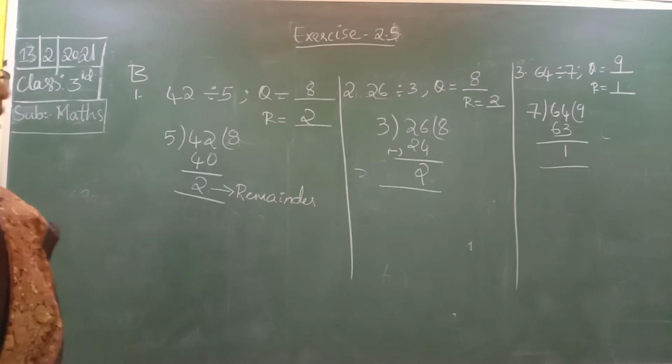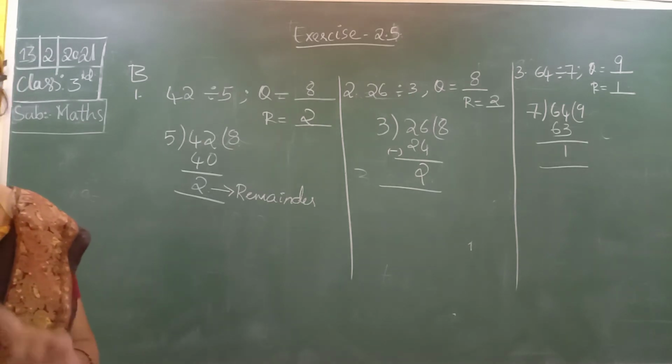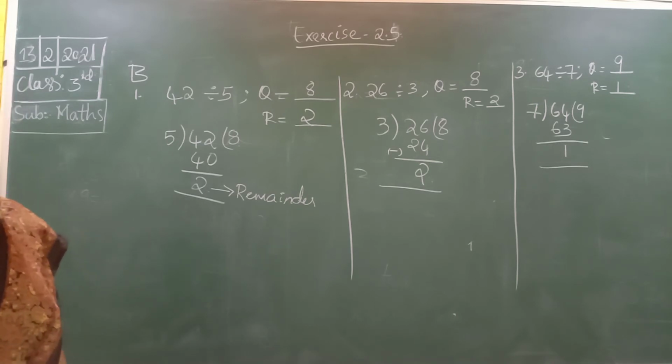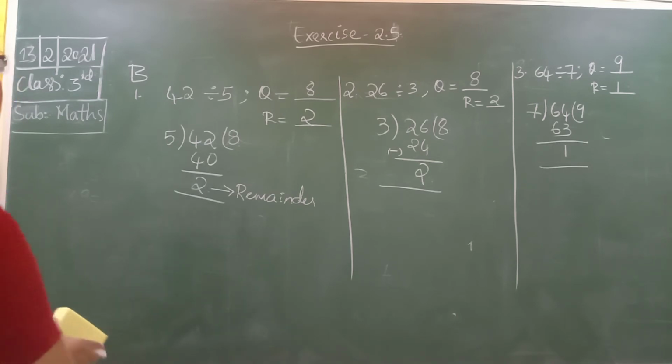Next, the remaining ones you do as homework. Next we go to the relation between dividend, divisor, quotient and remainder.